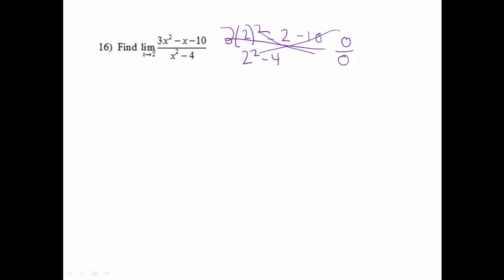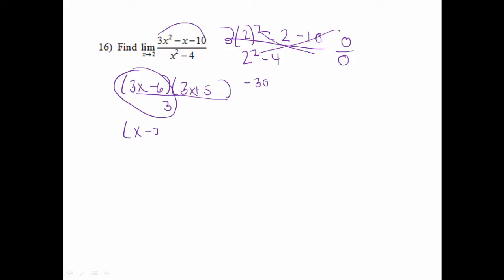So what we're going to do instead is try to factor. So I'm going to have 3x divided by 3. Take 3 times negative 10 will be negative 30. And then think what times what would give me negative 30 but add up to give me negative 1. That would be a negative 6 and a positive 5. I'm going to divide the 3 out of the first set of the parentheses. So I'm going to have x minus 2 times 3x plus 5, so that's the numerator factored, and then the denominator factored is a difference of squares, so it will be x plus 2 times x minus 2.